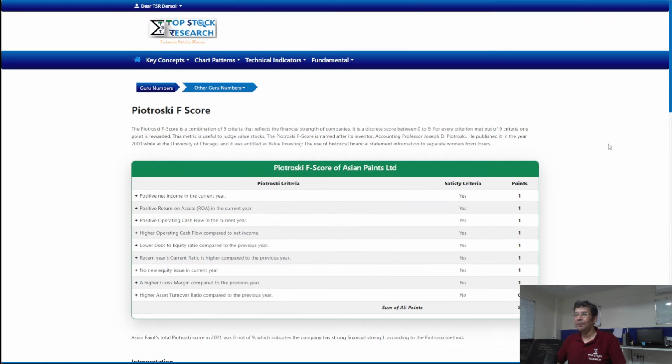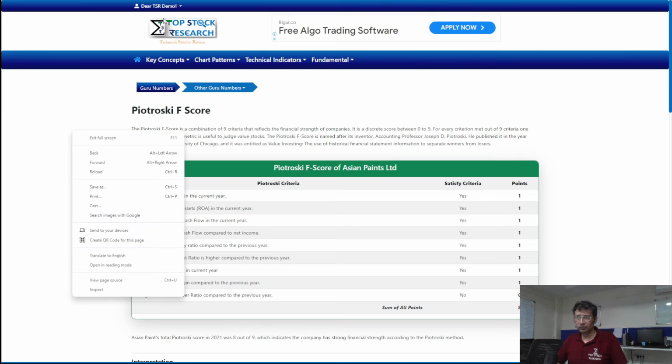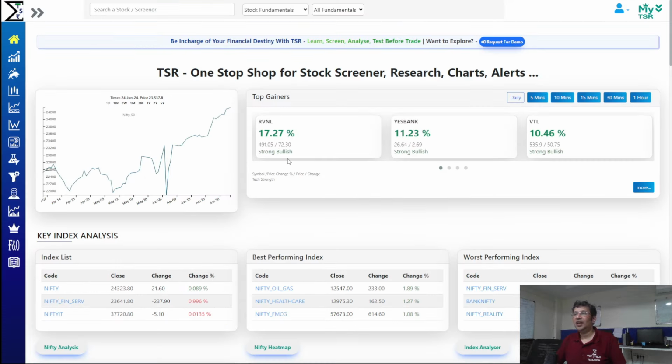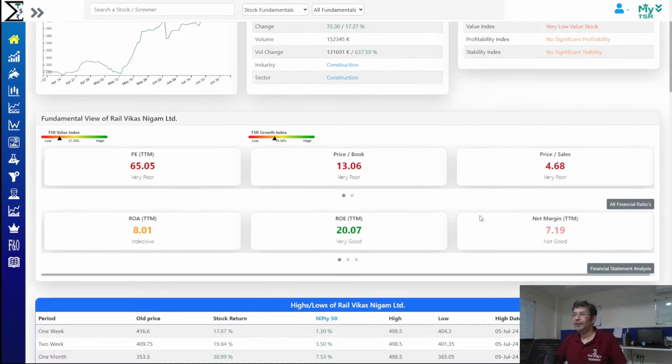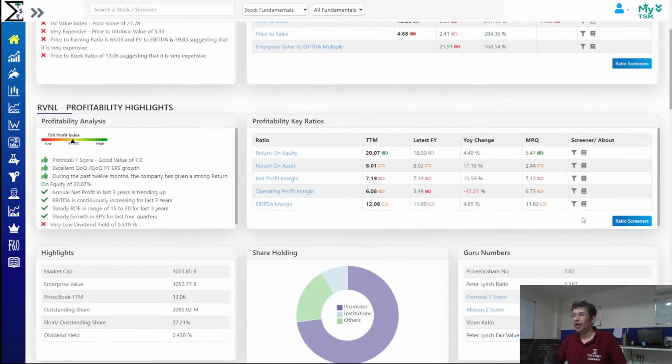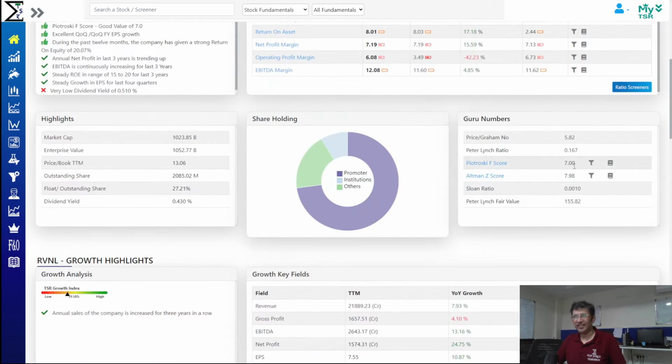Piotroski score is basically a combination of 9 important parameters which cover major things related to whether the company is good for investment or not, right? So when you go back and look at it, you can evaluate where that company is at that point of time. Going to a stock, let's say we go to RVNL for example's sake, you'll see what the Piotroski score is. The Piotroski score of this is 7, which is considered to be good based on the parameters.